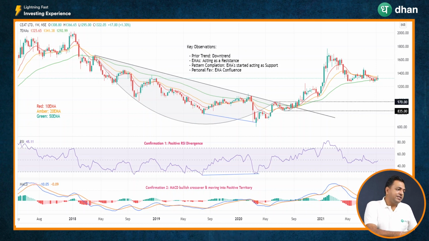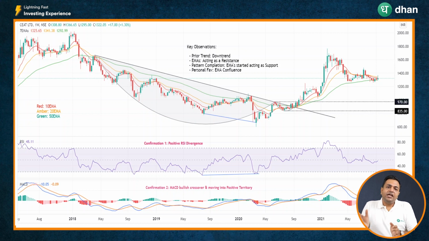So taking the same example further, the same stock, seen on a weekly time frame, I have drawn it in the form of a cup and a handle pattern, and the rules remain the same. The stock is in a prior downtrend with the EMAs acting as a resistance. And once the pattern seems to be complete, the EMAs have now started providing support to the price movement.